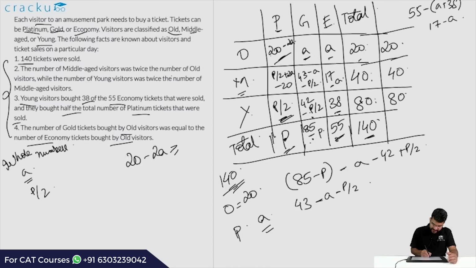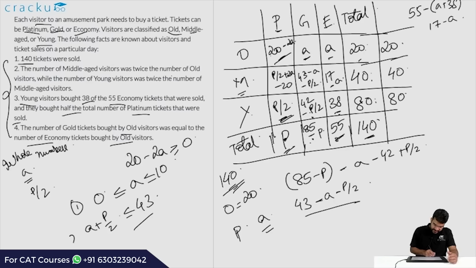So this has to be greater than or equal to 0, which means that A has to be less than or equal to 10. We know that A is greater than or equal to 0. So this is the condition that we'll have to keep in mind, that A is an integer lying between 0 and 10. Similarly, 43 minus A minus P by 2 is one of them. So A plus P by 2 should be less than or equal to 43, because if this is greater than 43, then the number of gold tickets bought by middle-aged people will be negative, which is not possible.